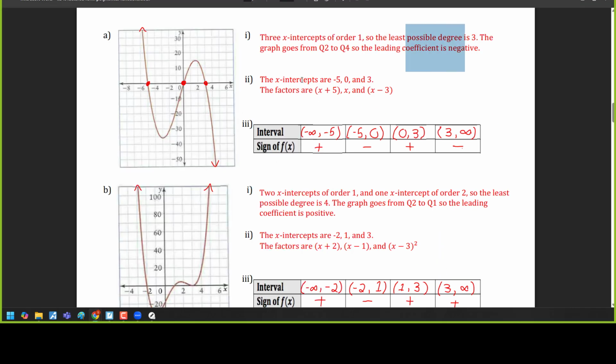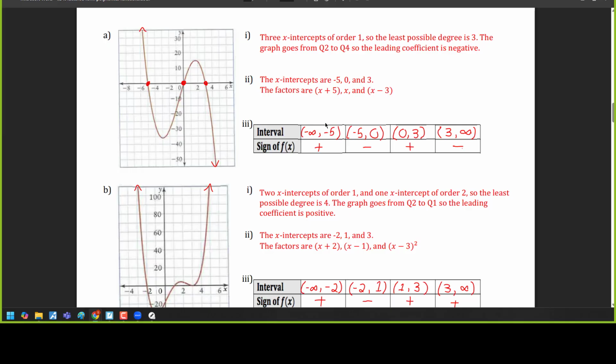That's why we know. The x-intercepts, that's easy. That's -5, 0, and 3. Meaning our factors are x plus 5, x, and x minus 3. So our function can be x plus 5 times x minus 3.